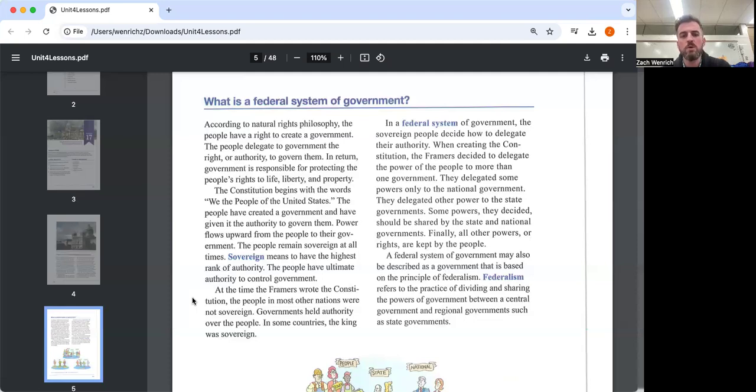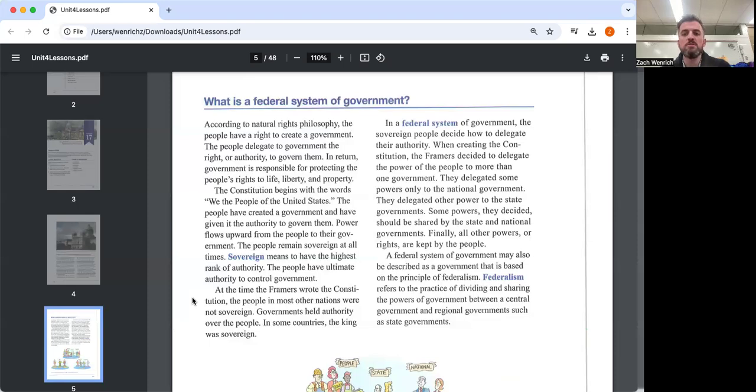At the time the framers wrote the Constitution, the people in most other nations were not sovereign. Governments held authority over people. In some countries, the king was sovereign. In a federal system of government, the sovereign people decide how to delegate their authority. When creating the Constitution, the framers decided to delegate the power of the people to more than one government. They delegated some powers only to the national government. They delegated other power to the state government. Some powers, they decided, should be shared by the state and national governments. Finally, all other powers or rights are kept by the people.